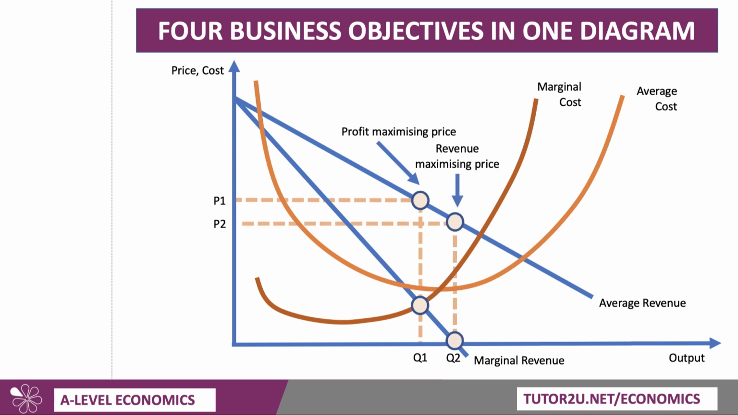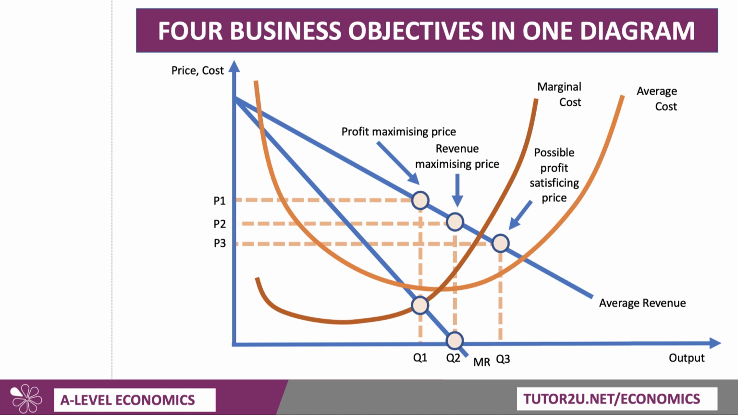Revenue maximization is where marginal revenue is 0, where MR cuts the x-axis. That's at output Q2. And that involves a lower price, P2. A higher revenue, but a lower total profit in the end.